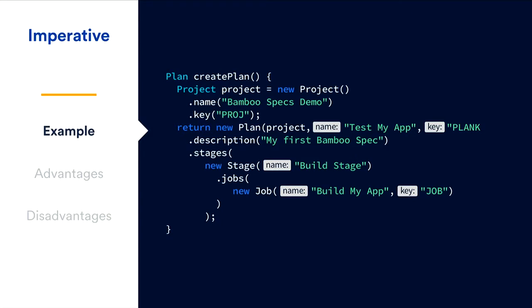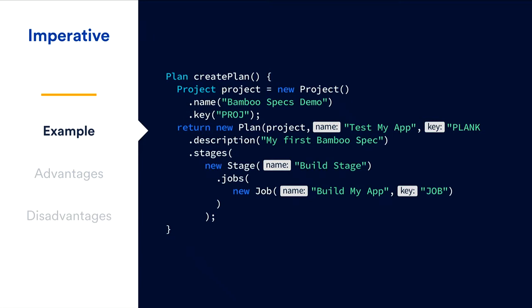Which brings us to the other approach, which is imperative. So this is an example from Bamboo Specs. It's a Java-like language that you can use to define your plans. It's not that complicated. As you can see, you set up a project, set up a plan with a description, with some stages and jobs. These are all familiar concepts to anyone who has been working with Bamboo. Because it's Java-based, you also get syntax completion and other goodies.